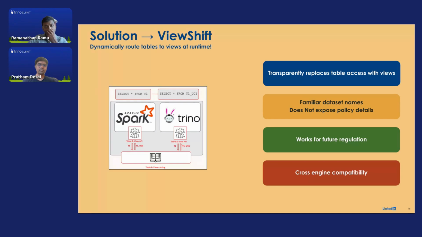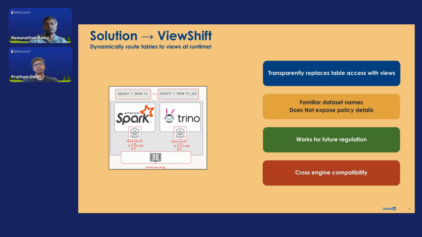So in order to solve this problem in the large-scale migration, we came up with an approach called ViewShift. ViewShift is like a plugin that dynamically routes tables to DataGuard views at runtime. So in ViewShift, the user script remains intact, still referring to the original table. But during execution, the tables are automatically redirected to the corresponding DataGuard view.